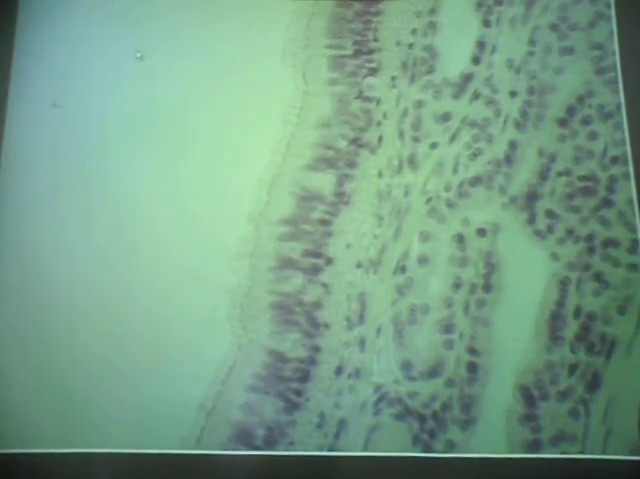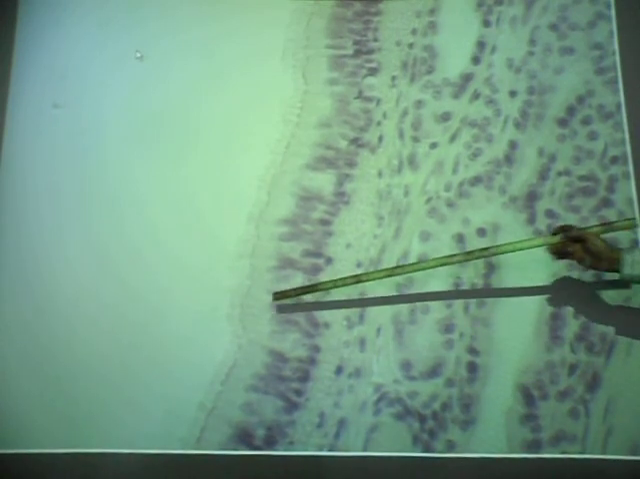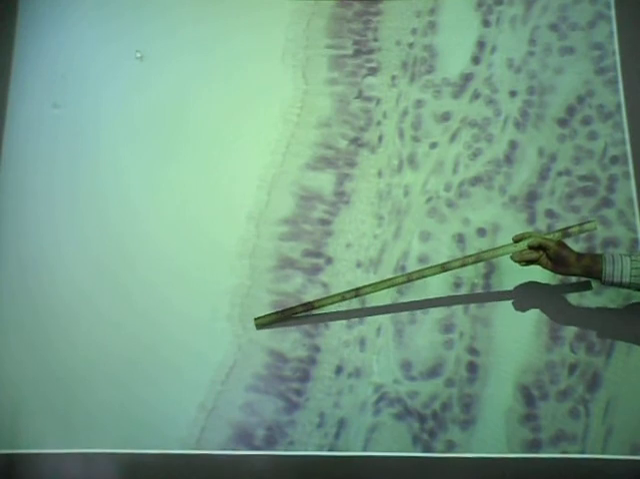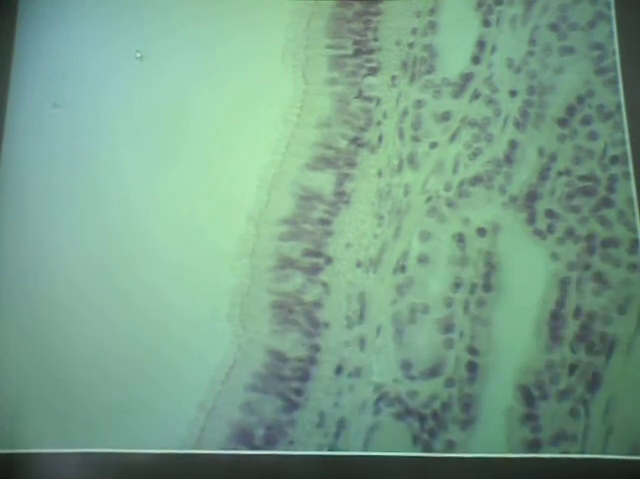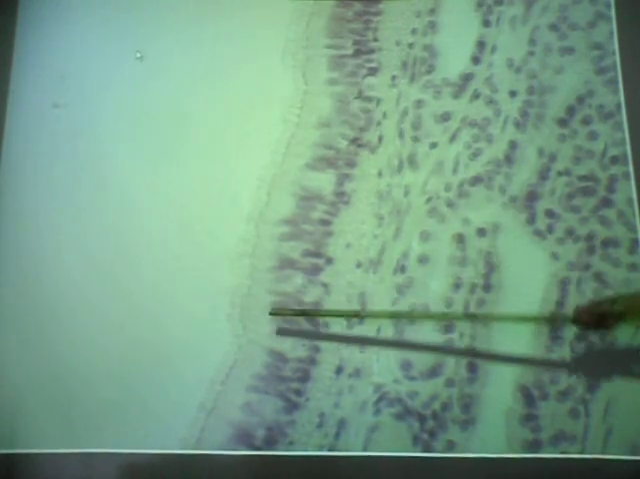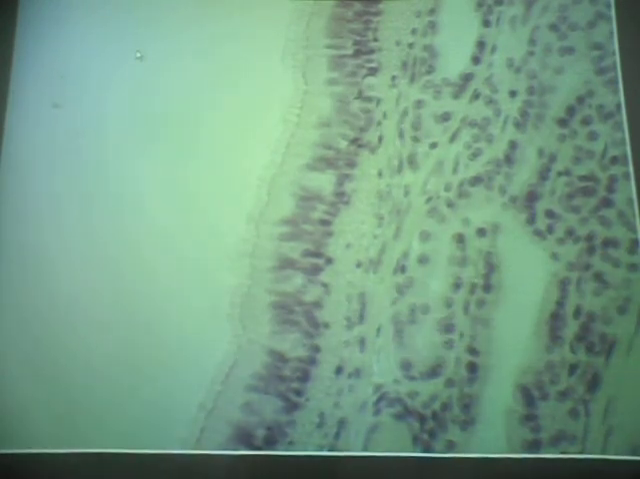Those are the goblet cells. And those are unicellular, or single-cell, glands that secrete mucus onto the surface of this epithelium. That's what gives it the wet, sticky surface to trap debris in the air, like dust particles. And the cilia beat in such a fashion as to sweep the debris up to the throat. You can either swallow it or spit it out. And that helps to filter or cleanse the air in the process.